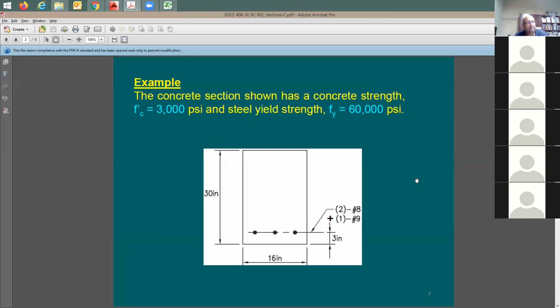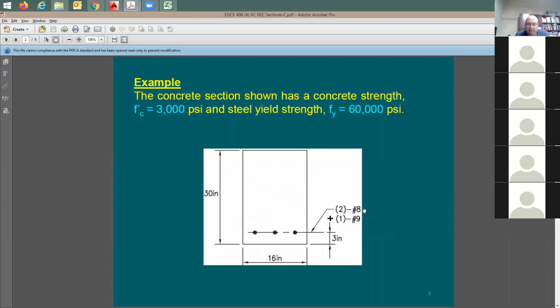Here's another example. Beam size is a little bit different. It's going to be 16 by 30 inches. The distance from the bottom to the center of the rebars is given as 3 inches, so you don't have to spend time finding the ties and the rebar size. The depth is going to be 27 inches, 30 minus 3 inches. The rebars are 2 number 8 plus 1 number 9. How would you do this? I can have 1 number 8, 1 number 8, and 1 number 9 in the middle. I don't really have to have the same size of rebar when I'm putting them all together. I can work with that.